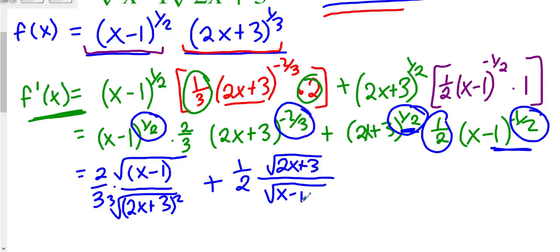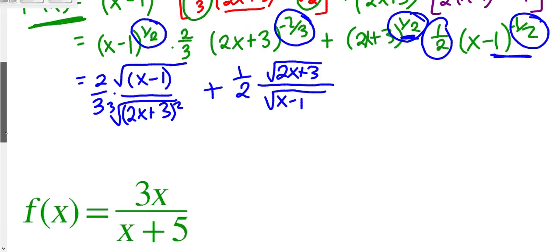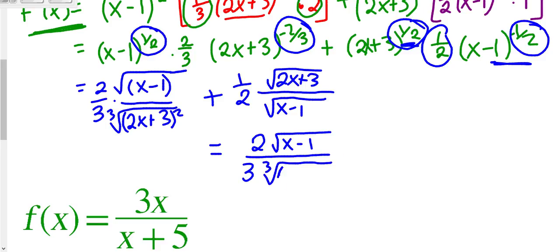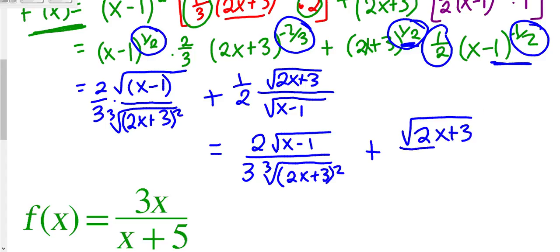Let's just clean this up a little bit more, rewrite it one more time. Our final answer will have 2 square root x minus 1 all over 3 cube root 2x plus 3 squared plus square root 2x plus 3 all over 2 times the square root of x minus 1.